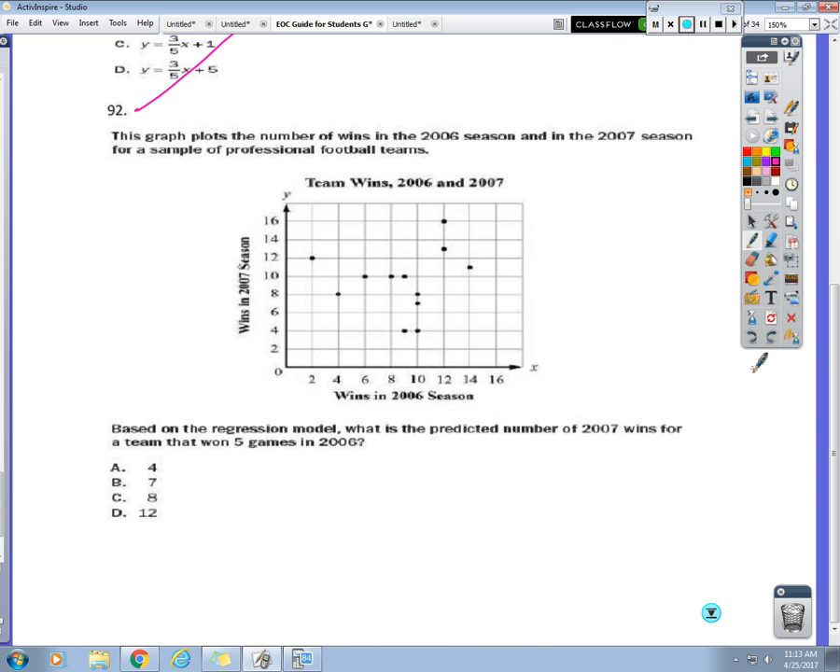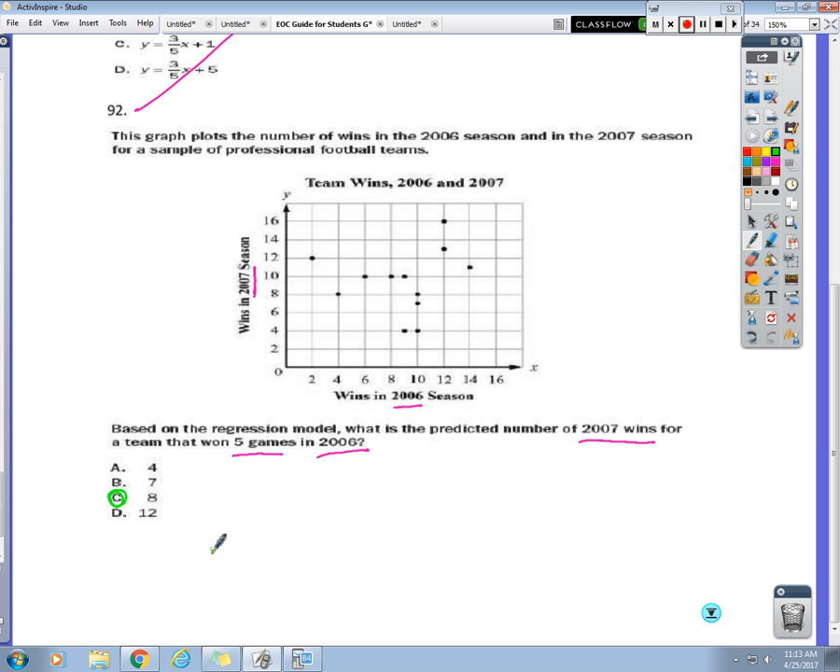Okay, number 92. This graph plots the number of wins in the 2006 and 2007 season for a sample of professional football teams. Now you have to read this. The x-axis is wins in the 2006 season. The y-axis is wins in the 2007 season. Based on the regression model, what is the predicted number of 2007 wins for a team that won 5 games in 2006? What did y'all guess? I got C. 8.